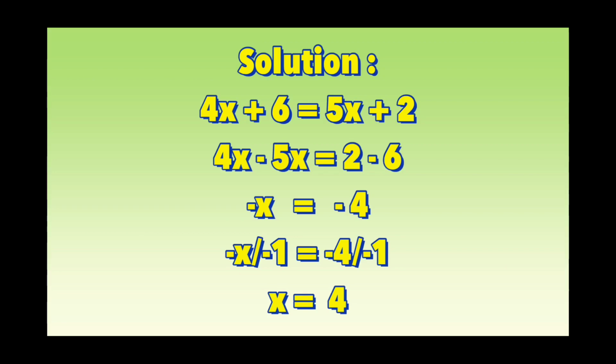Then negative x, so we're going to divide both sides of the equation by negative 1. So negative x divided by negative 1 equals positive x. Then negative 4 divided by negative 1 equals positive 4. So therefore, the value of x is 4.